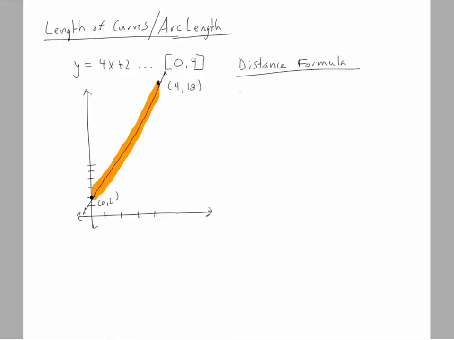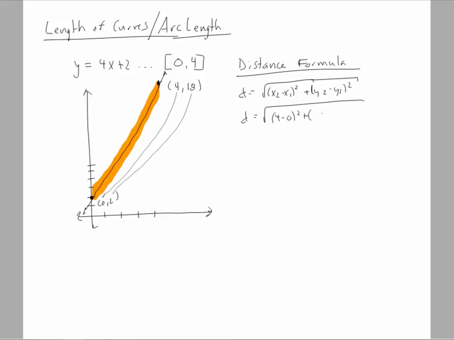So if you'll recall, the distance formula is equal to the square root of the change in the x's squared plus the change in the y's squared. So again, we're using our ordered pairs. So the change in the x's would be (4 minus 0) quantity squared, so again I'm using 4 from here minus 0, and then 18 minus 2 would be the difference in the y values, quantity squared. 4 minus 0 is 4 squared, 18 minus 2 is 16 squared.